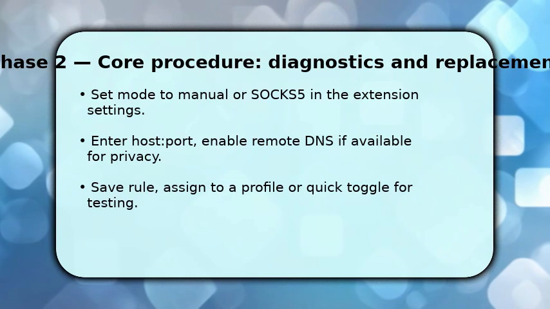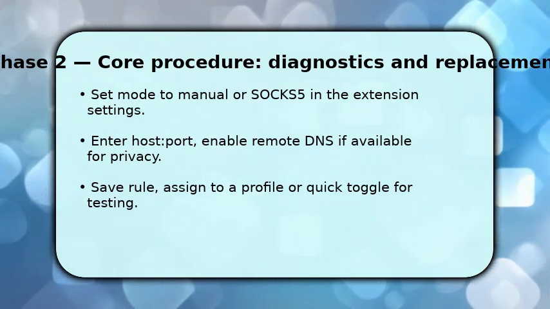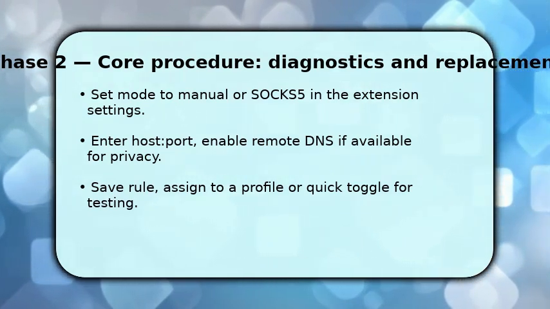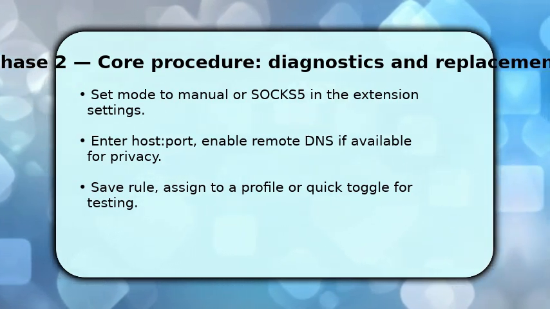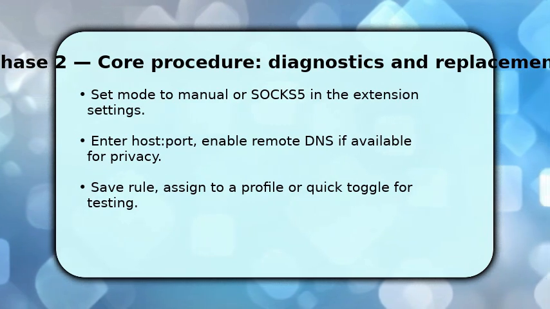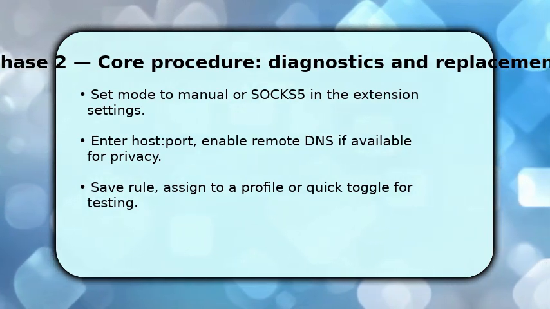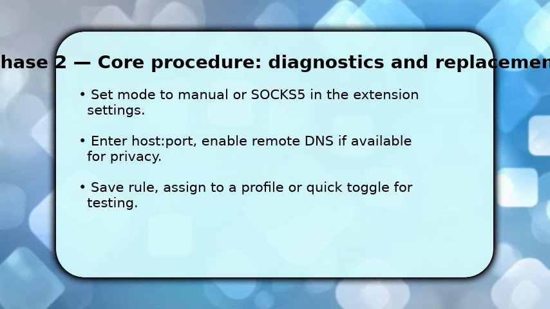Next, configure a specific proxy rule for Chrome. You'll set the extension mode to manual and choose Socks5, then enter the host and port. Enable remote DNS or proxy DNS requests when available. This prevents DNS leaks and ensures requests resolve through the Socks5 server.